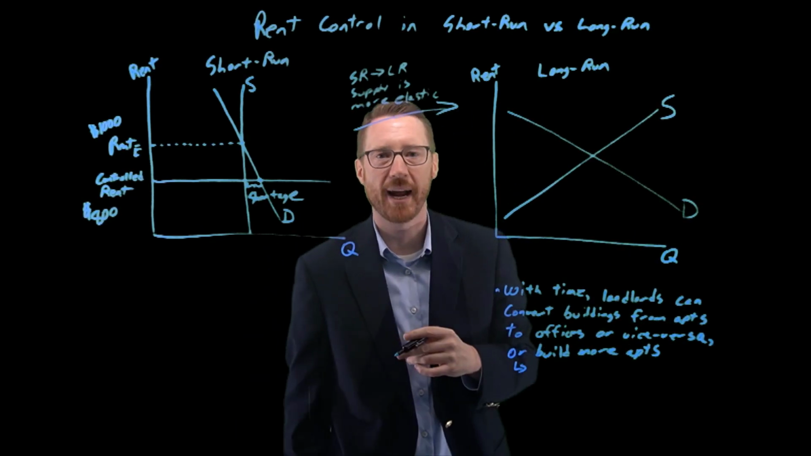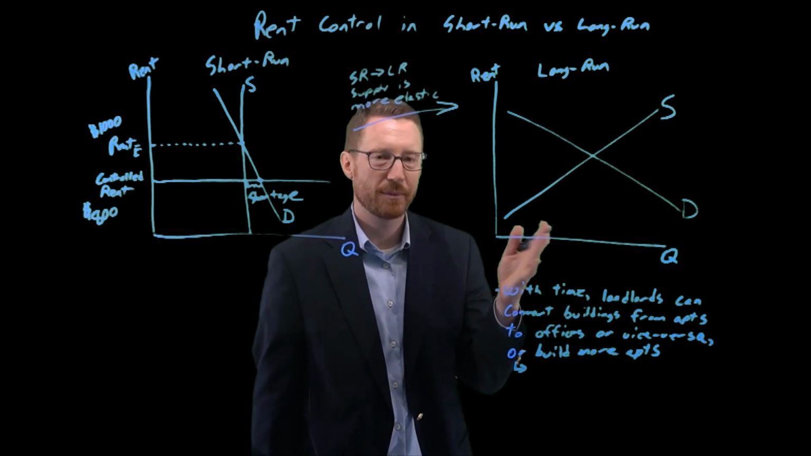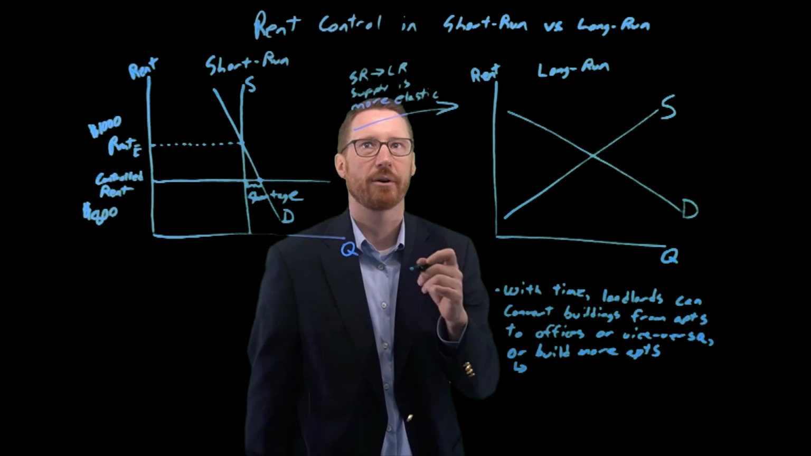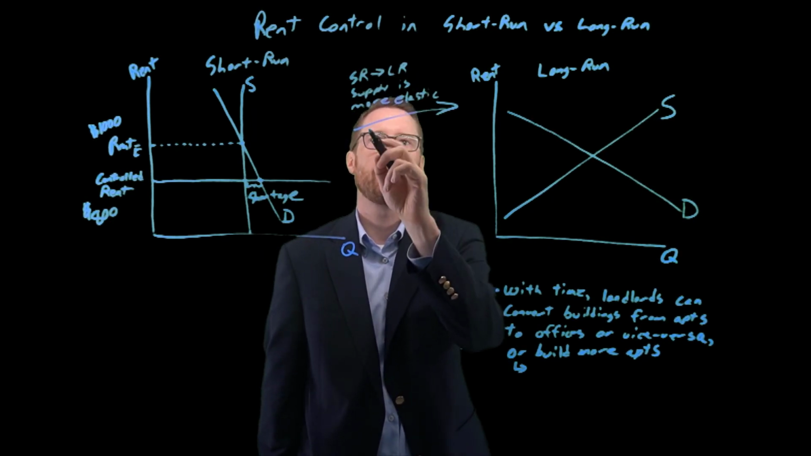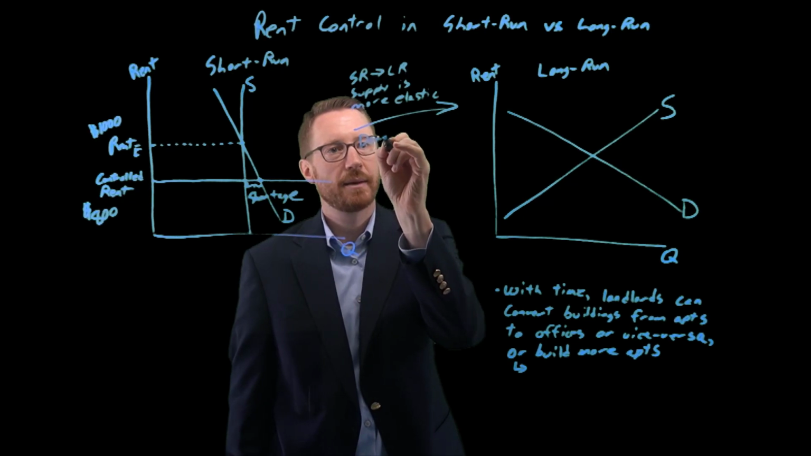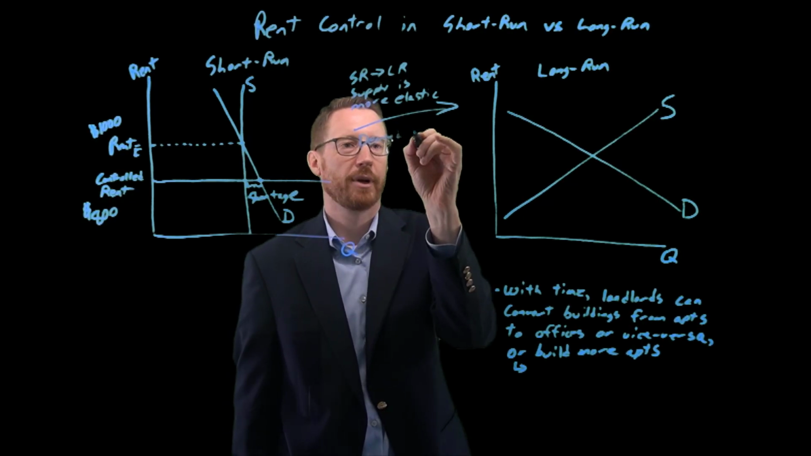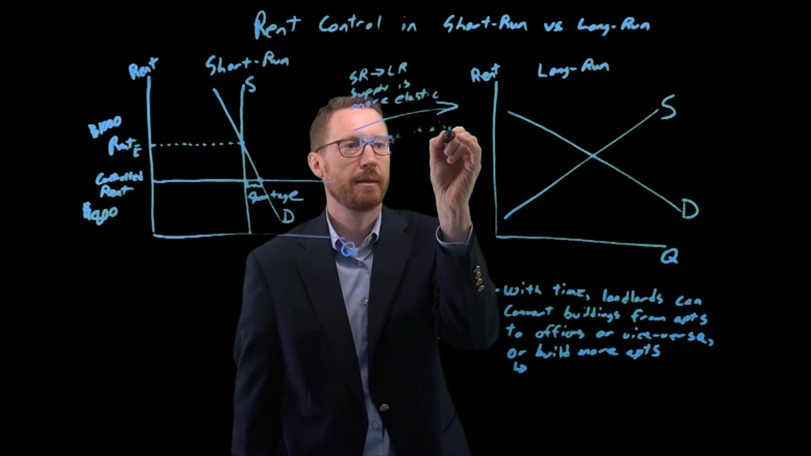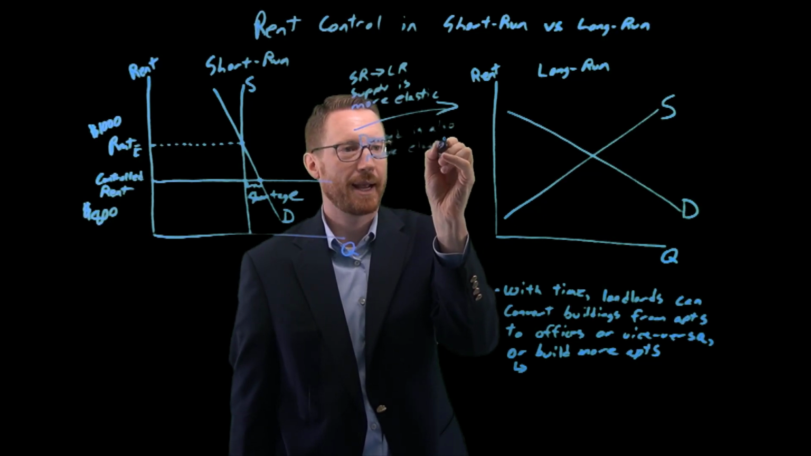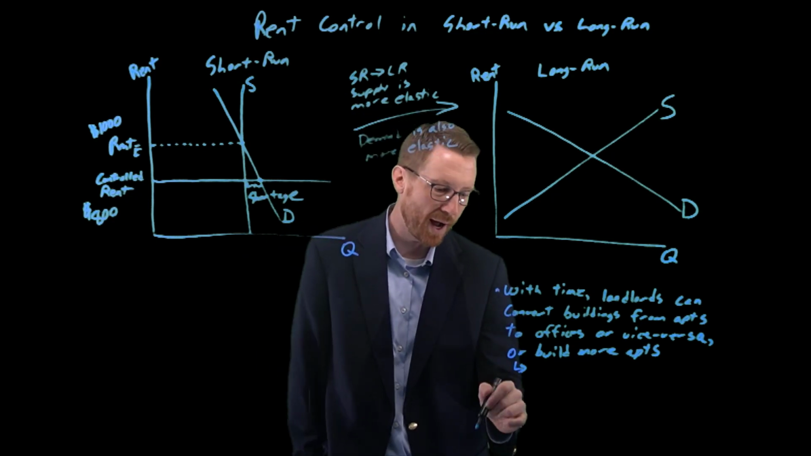People can move to town. It gives folks time to think about, do they actually want to move out, live on their own, etc. So from the short run to the long run, supply is more elastic. Demand is also more elastic. All right, so why is that?